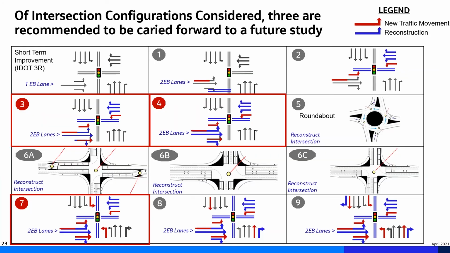In conclusion, for this detailed look at the alternatives evaluation, of the intersection configurations considered, 3 are recommended to be carried forward to a future study. These are configurations 3, 4, and 7. For more information about the alternatives recommended to be carried forward for further study, including configurations 3, 4, and 7, please see Station 4.